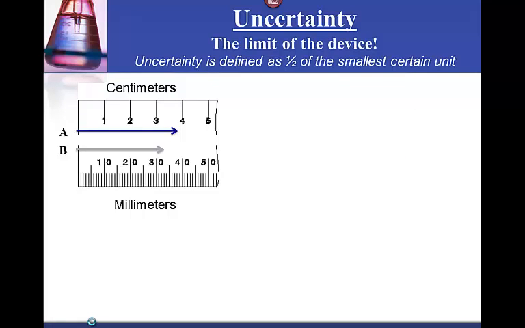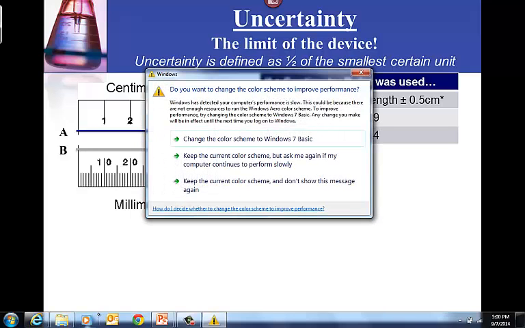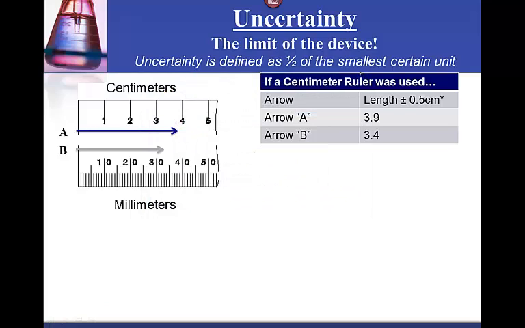So that brings us to the concept of uncertainty. There's a lot you can learn about uncertainty, and there are different sophisticated levels of it. We're going to keep this very simple for the biotech class. If a centimeter ruler was used, then we would say the uncertainty is 1/2 of the smallest certain unit. In this case, our certain unit is centimeters. So we could say that line A is 3.9 centimeters plus or minus 0.5 centimeters, and line B is 3.4 centimeters plus or minus 0.5 centimeters.